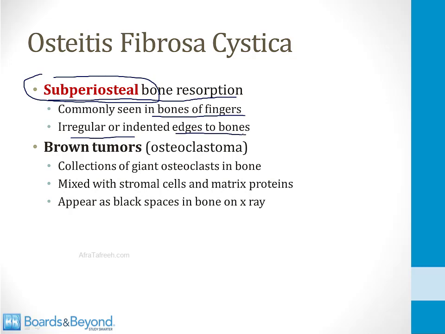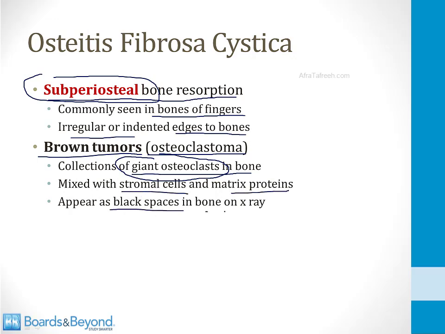The other classic finding of osteitis fibrosa cystica is called brown tumors. These are also sometimes called osteoclastomas. These are collections of giant osteoclasts in the bone. Remember that parathyroid hormone can stimulate osteoblasts and osteoclasts, so you can get giant osteoclasts in the bones that look like tumors on x-rays. The osteoclasts are mixed in with stromal cells and matrix proteins, and you get big black spaces in the middle of the bone seen on x-ray.